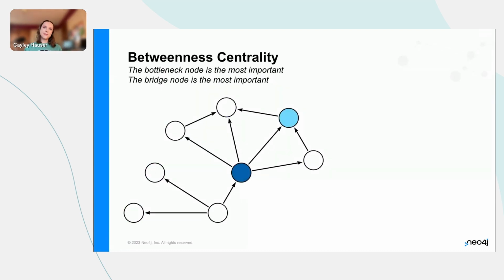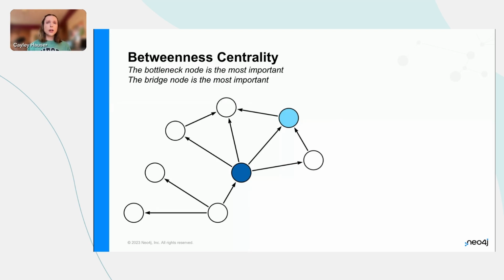Betweenness centrality. I think this one is very interesting, and it can answer two different types of importance questions. I like to call this looking for the bottlenecks or the bridges. This is when you have a specific node where the name is well named, right? It's between, it has a high level of betweenness, right? And this is what you're looking for.